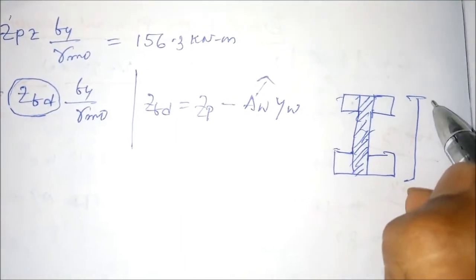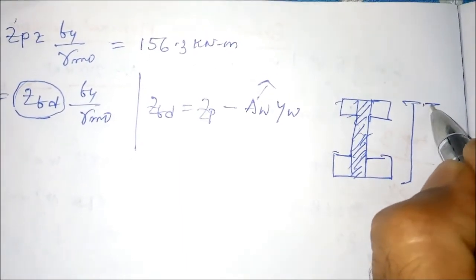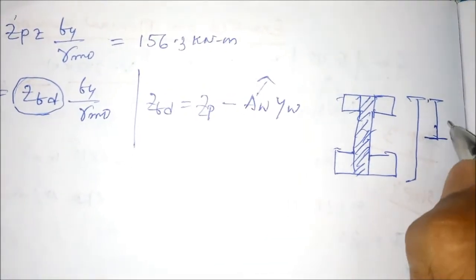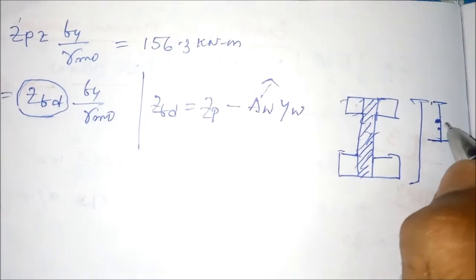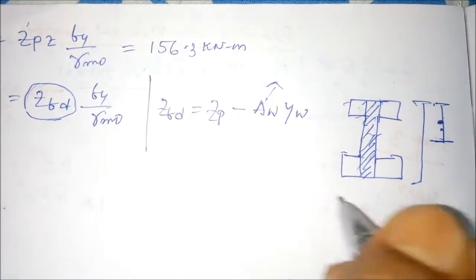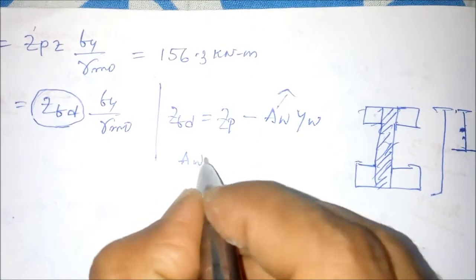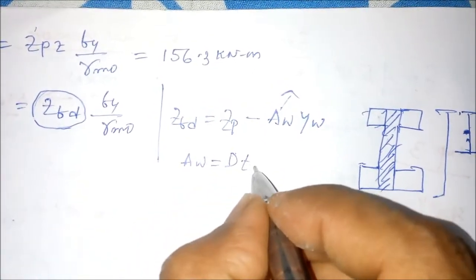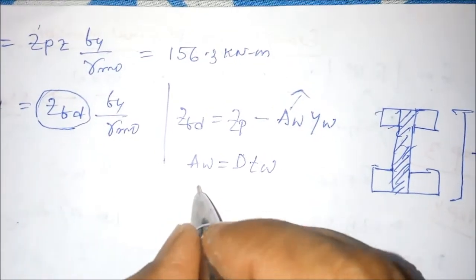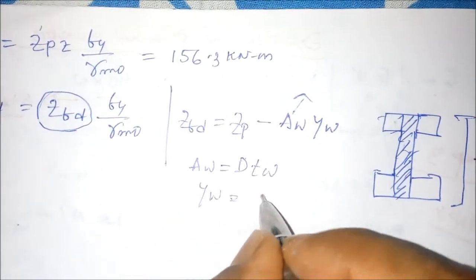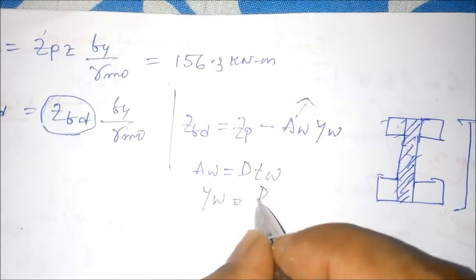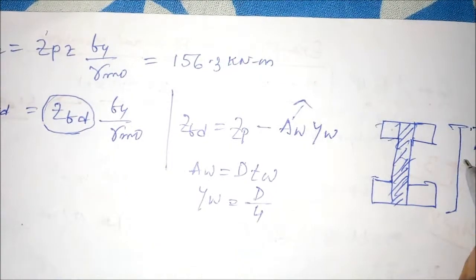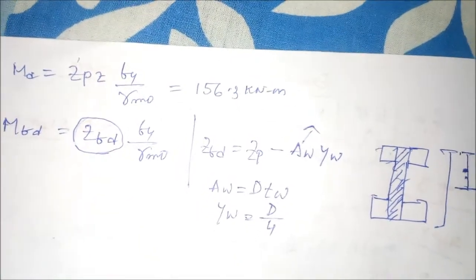And yw will be equal to this distance, right, from the centroid to this distance. So basically Aw is equal to capital D multiplied by the thickness of the web, and yw will be equal to capital D divided by 4, right? If you take this distance, this will be D by 4.